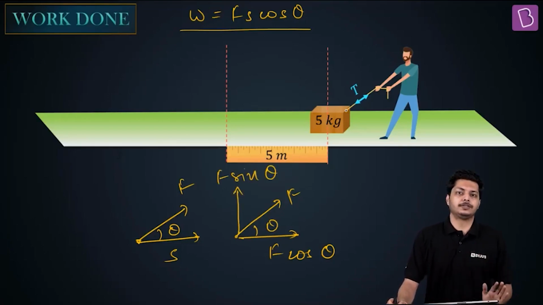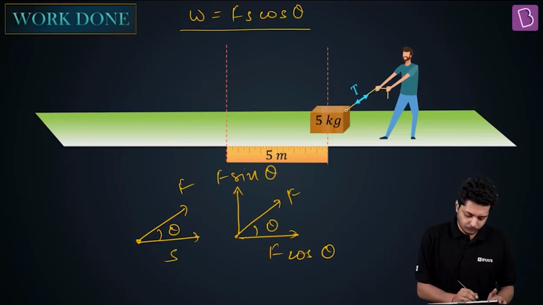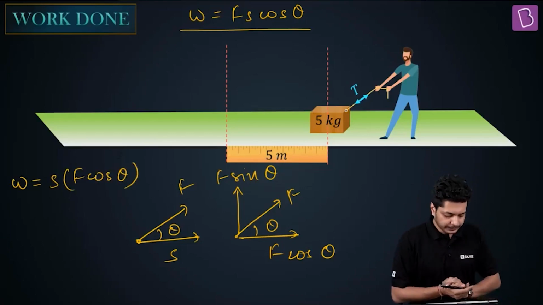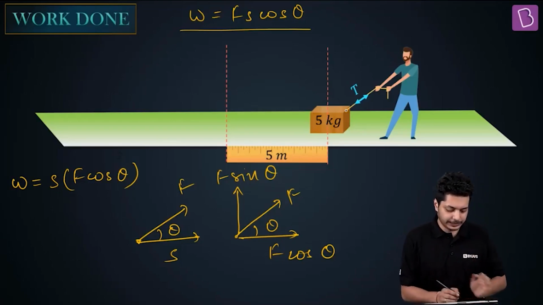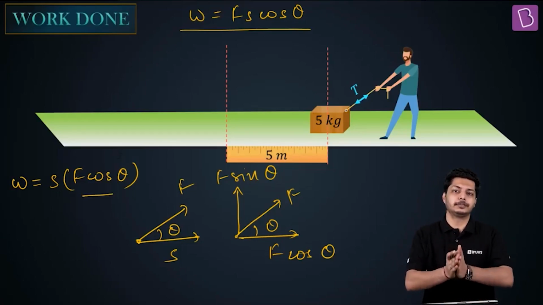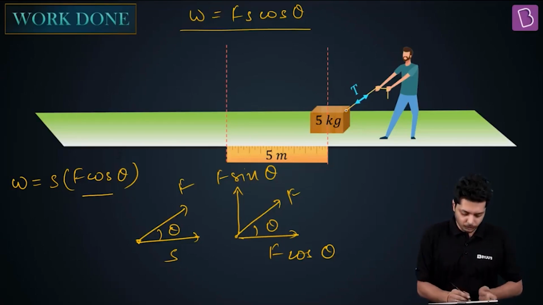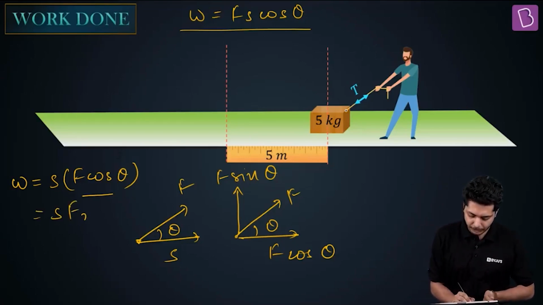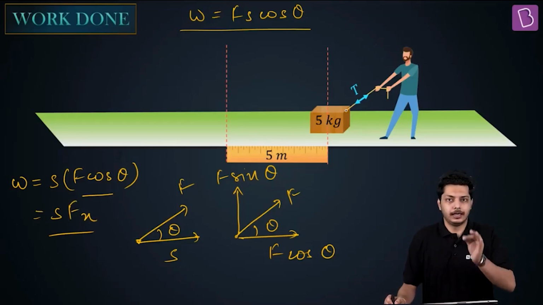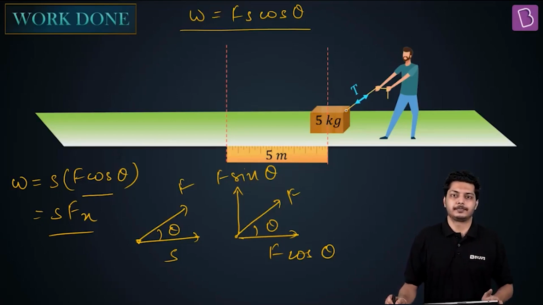Now, if you carefully observe the formula, you can say that work done is equal to S multiplied by F cos theta. I'm doing nothing, I'm just rearranging it. And what is F cos theta? F cos theta is the component of force along the direction of displacement. So work done is basically the product of displacement and the component of force along the direction of displacement, right?